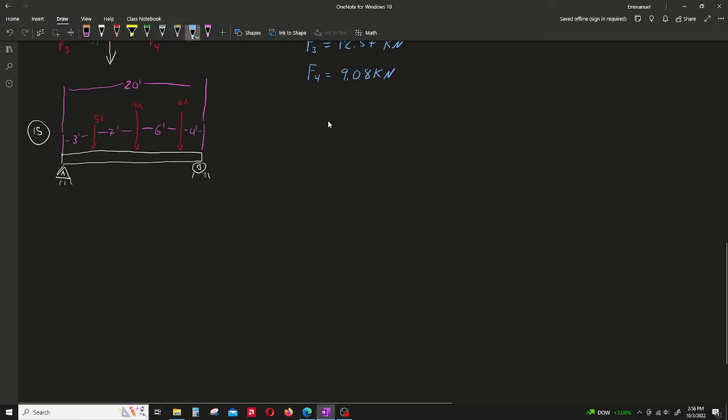It wants to calculate the reaction at each support. So our reactions in this case are going to be RA in the vertical, RA in the horizontal, which in this case is going to be equal to 0 because you have nothing else happening in the horizontal. So in order for it to be in equilibrium, it must equal 0. And then we're also going to have RB in the vertical.